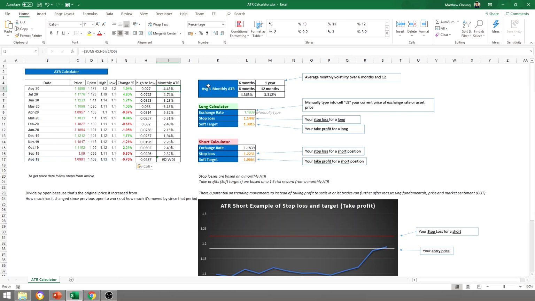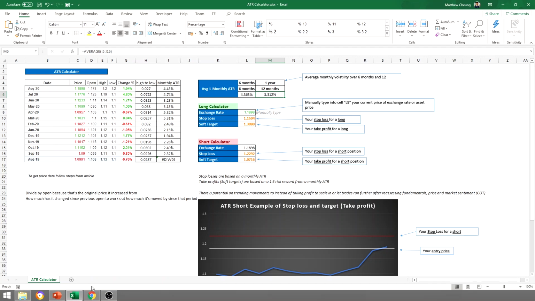And then over the past 6 to 12 months, we can work out an average, and that average is then used in our calculation. So the current price is 1.1898, and you can see the exchange rate values change over here, the stop loss values change, and the soft target changes because it's changed based on the volatility value here. And you can do this with any type of time frame.